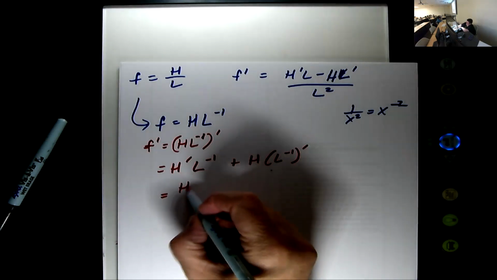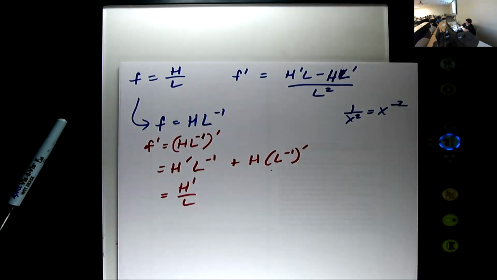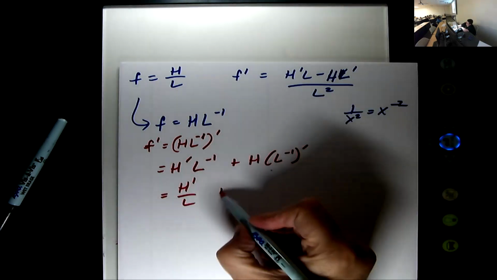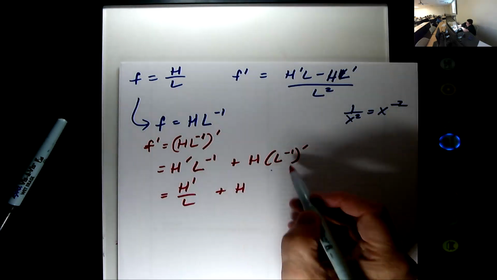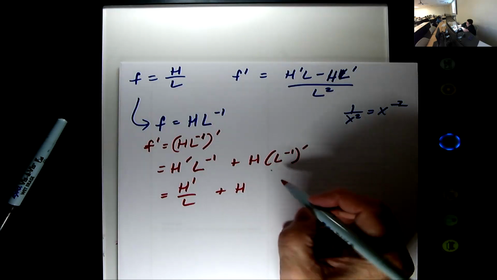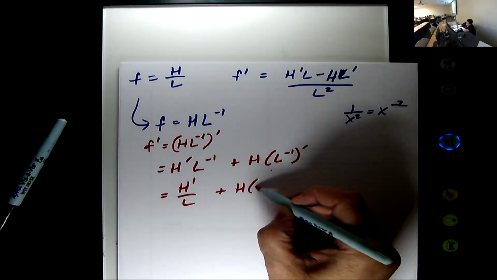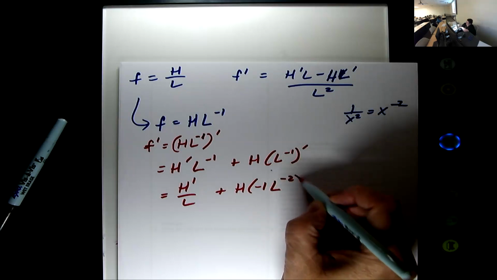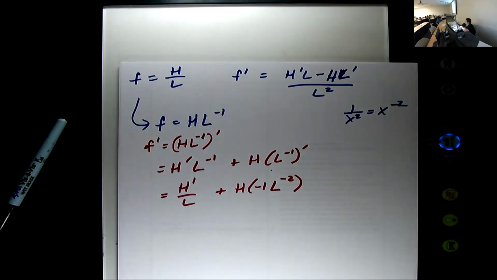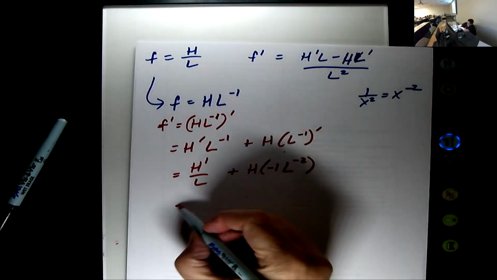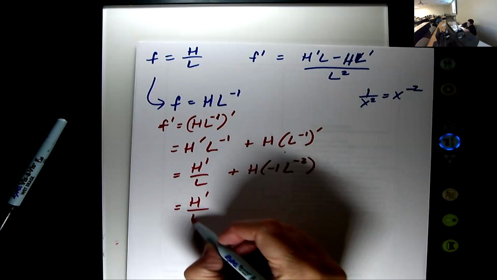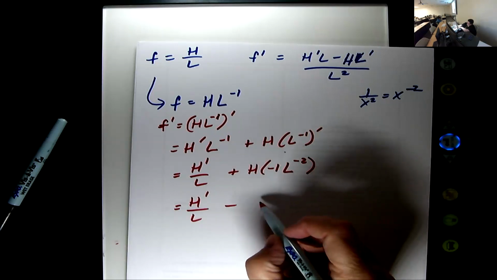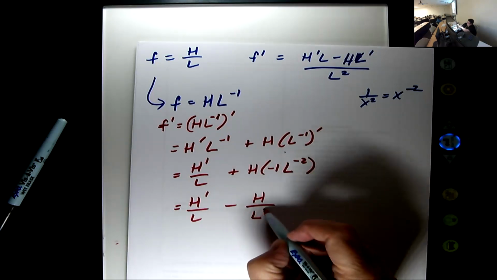So that's h prime over L plus h, we bring the power down, is -1. And then we've got L, we lower it by a power, is -2. So I rewrite that. This is minus h over L squared.